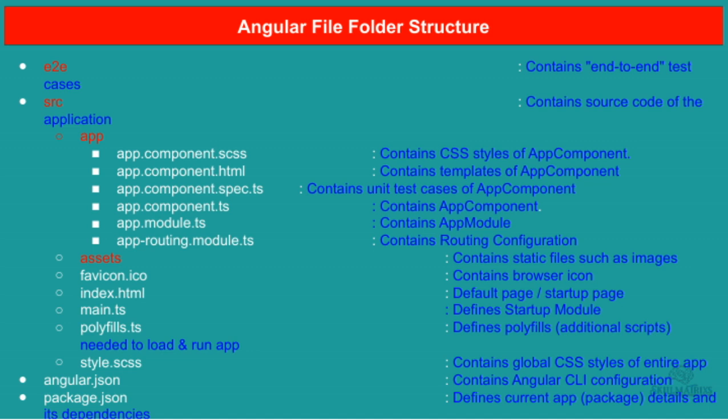Outside the app folder, the assets folder holds static files like images, icons, and other media. For example, favicon.ico is the icon that appears in the browser tab, and index.html is our default startup page. Other key files include main.ts, which bootstraps the application, polyfills.ts, ensuring compatibility across different browsers by loading necessary scripts, styles.scss for global styling across the entire app, and configuration files like angular.json, package.json, and tsconfig.json, which manage project settings, dependencies, and TypeScript configurations.